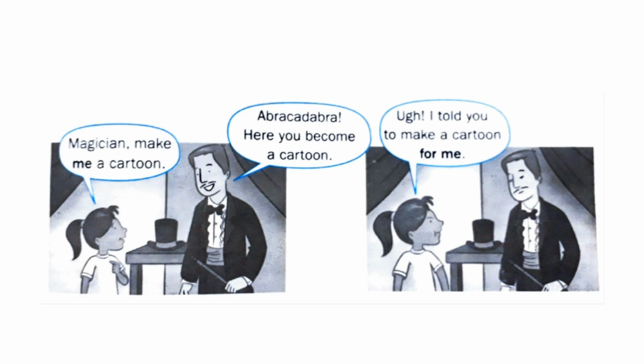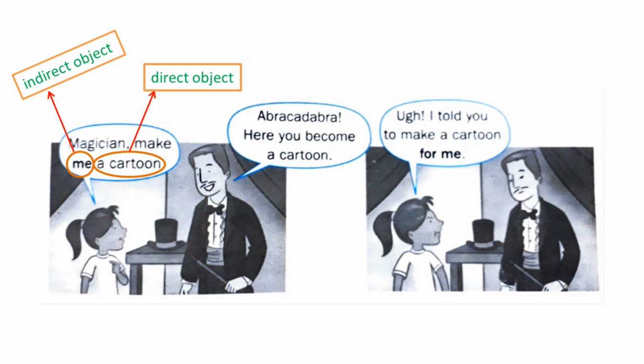How do we find out the direct object? We ask the question what after the verb. So let us ask, make what? Make a cartoon. So a cartoon is the direct object and me is the indirect object.